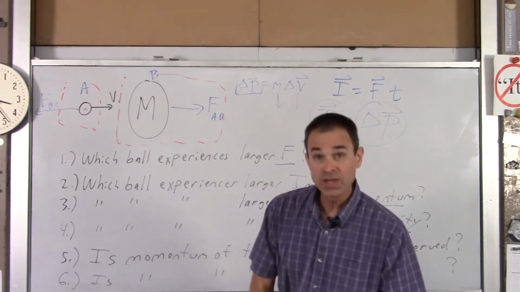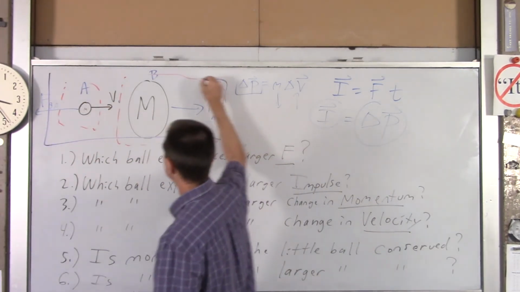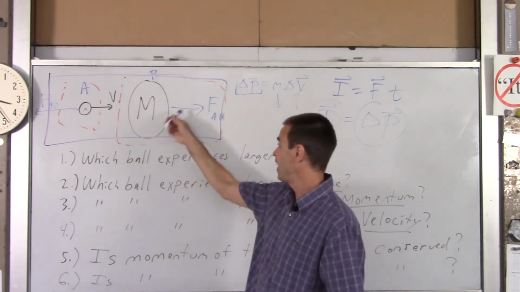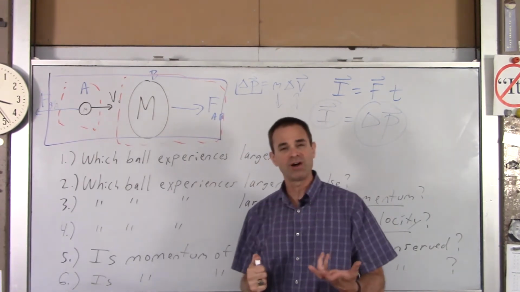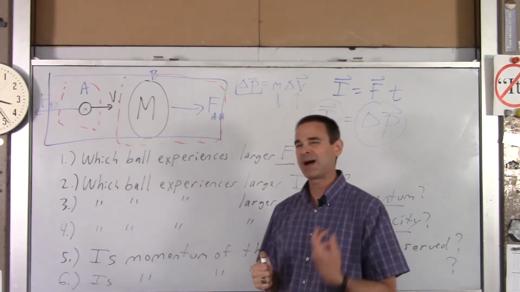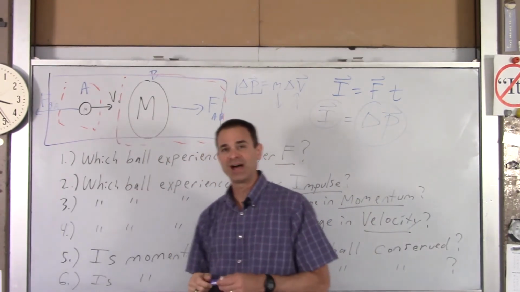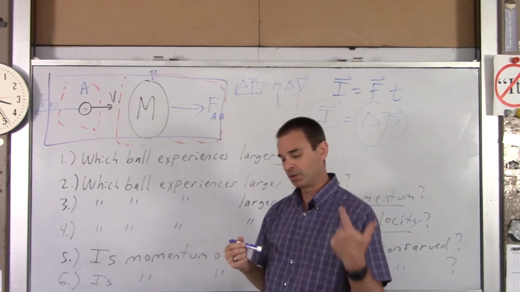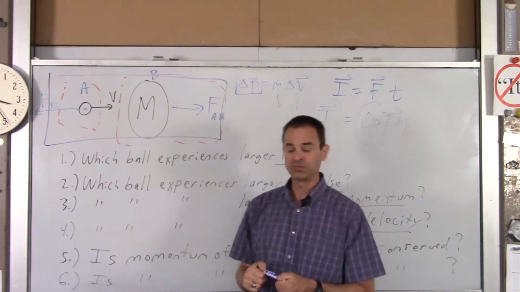But if we look at the entire system, what's the net force on the entire system? Well, we have A hitting B, we have B hitting A. We know via Newton's third law those two forces are equal and opposite in direction, so the two of them together cancel out. And therefore, the net force on the two-ball system, bouncy ball and beach ball, is 0. So the total momentum of the system is conserved.